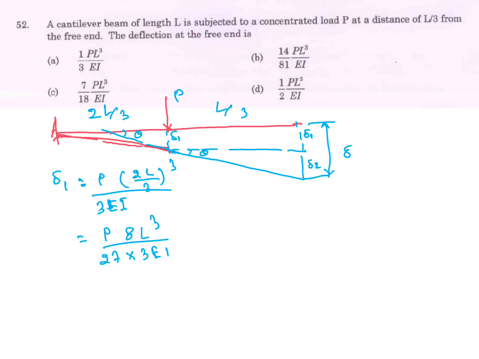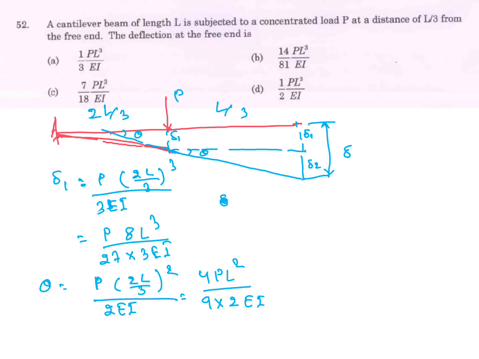Then our slope theta 1 or theta is PL square by 2EI. P into 2L by 3 square by 2EI. We get 4PL square by 9 into 2EI.